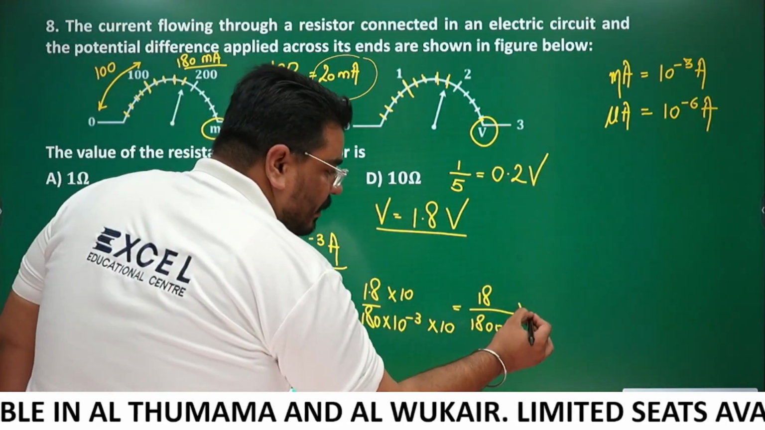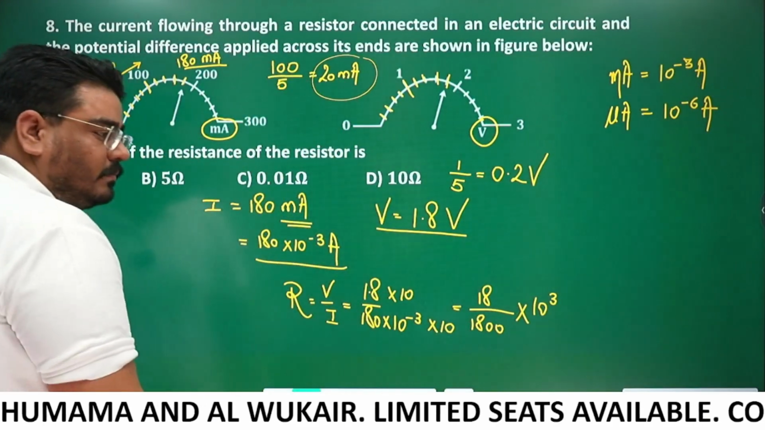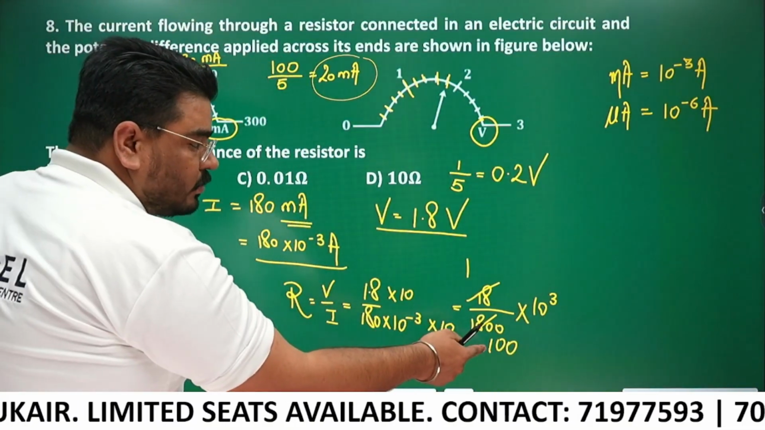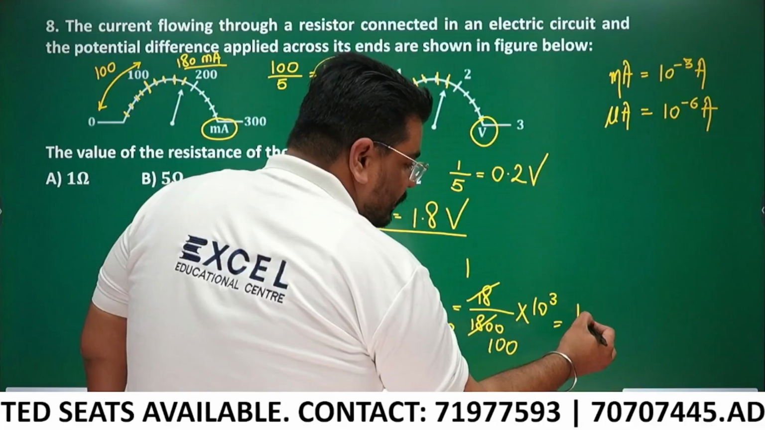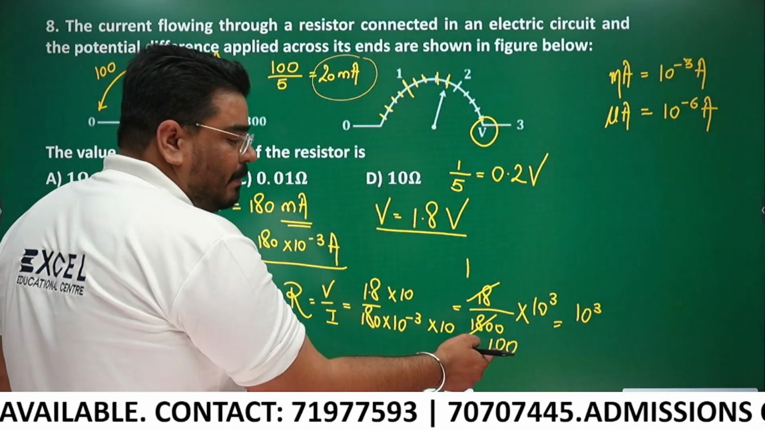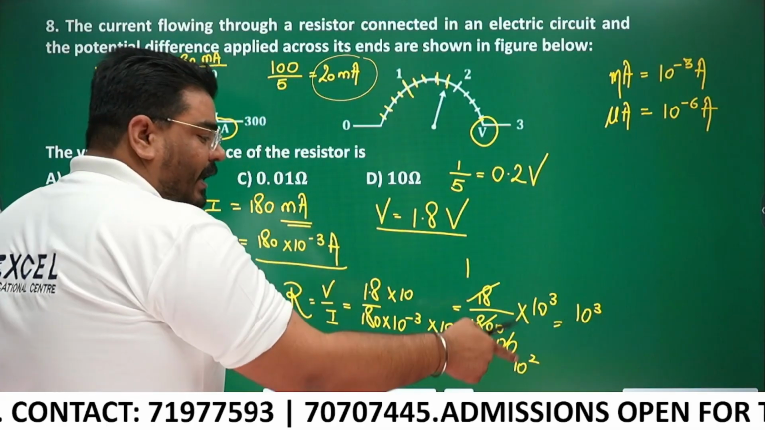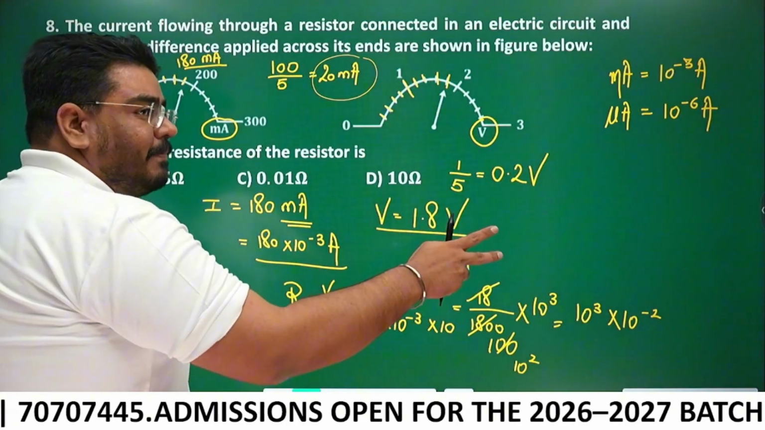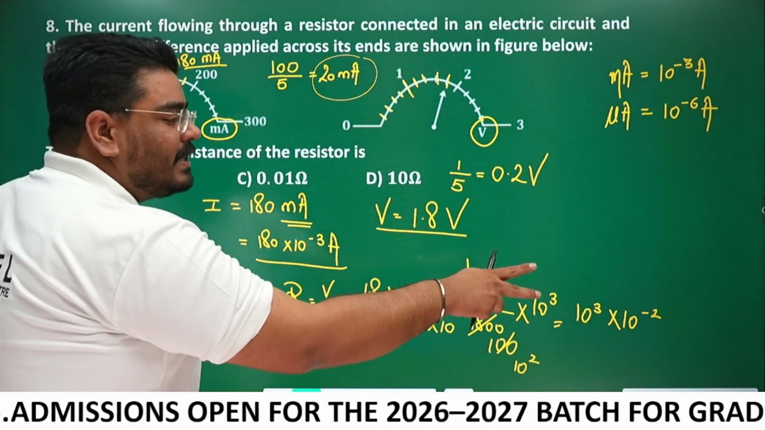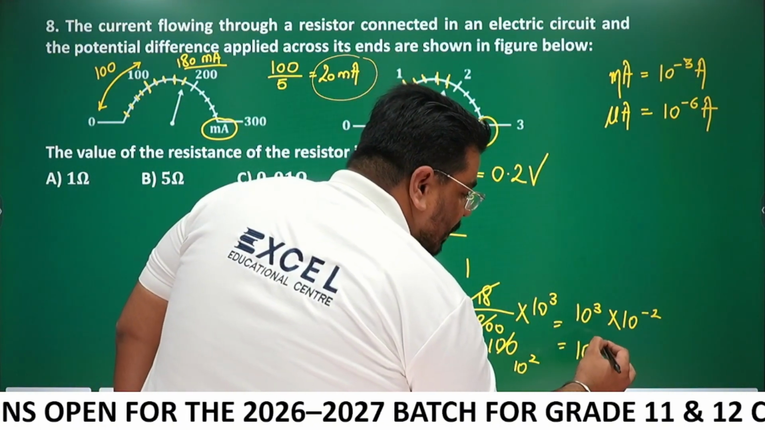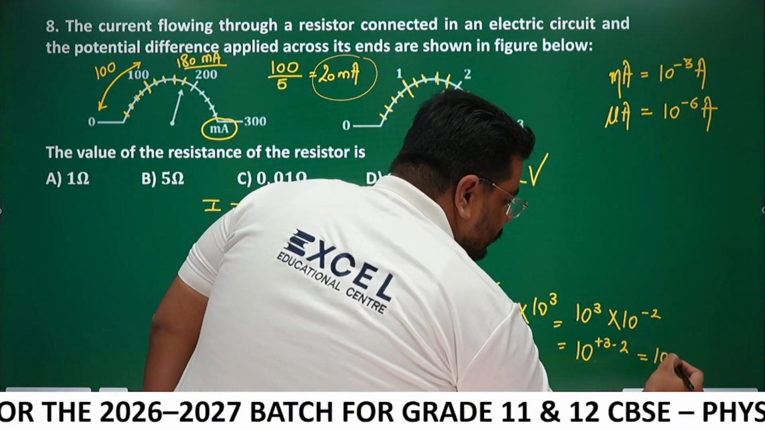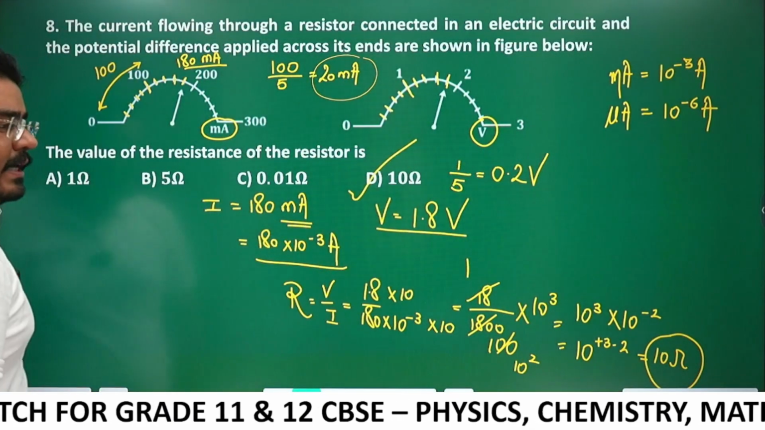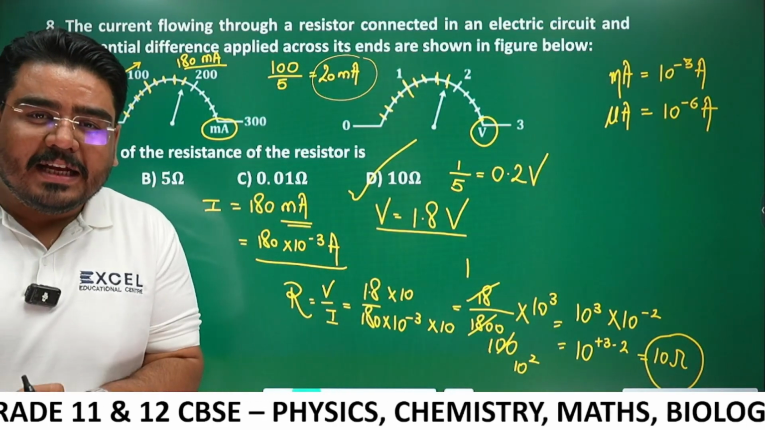And what about this one? Bring it to the numerator, 10 to power 3. This will be 1 by 100. What about this one? Bring it up again. So you will get 10 to power 3. This was 100, can be written as 10 to power 2. If I bring it up, it will become 10 to power minus 2. Base is same, power is different. What should we do? Add the powers. Plus 3 minus 2. The answer that you will get is 10 ohm. Let's look into the options. Option D is the correct option.